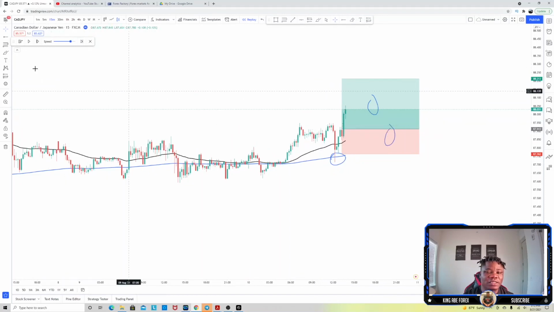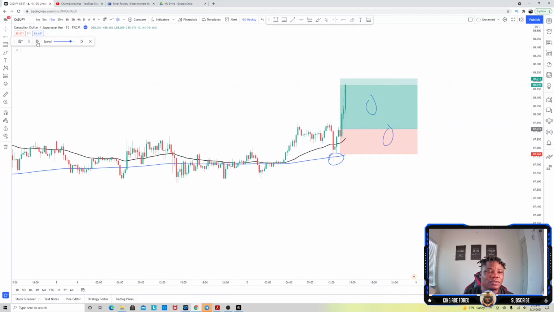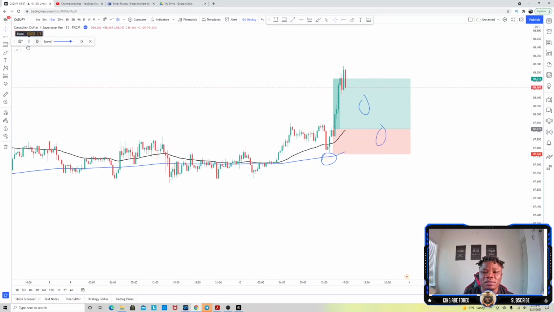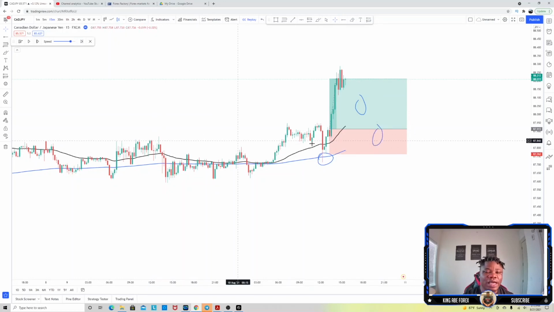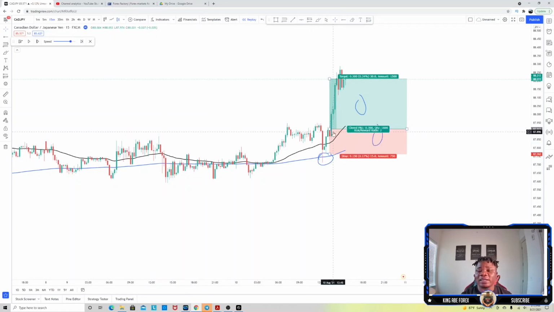So let's see how this trade played out. Right there, we got our take profit, smash, risk to reward ratio 2 times. Now, this is how you get in for a buy trade using the first way.